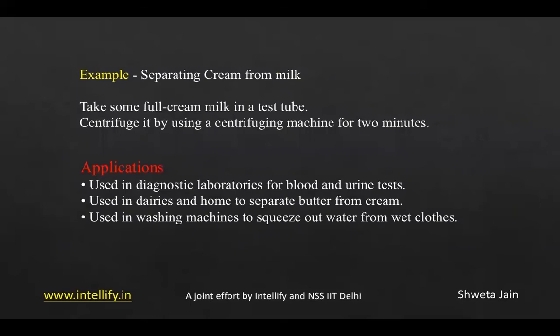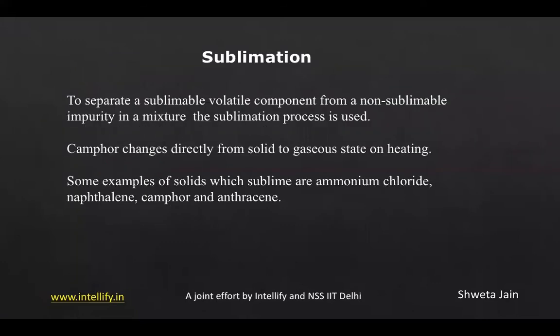This technique is used to separate cream from milk. Take some full cream milk in a test tube and the test tube will be spun very fast in a centrifuging machine for 2 minutes. The milk and cream will separate. This technique is also used in laboratories for blood tests and urine tests. It is used in dairies and at home to separate butter from cream. It is used in washing machines to squeeze out water from wet clothes.